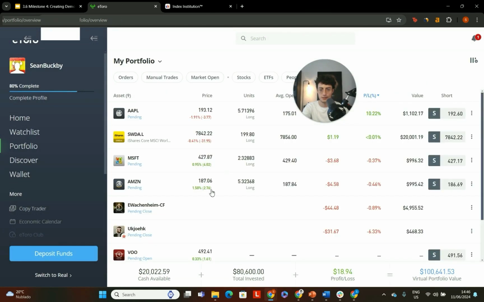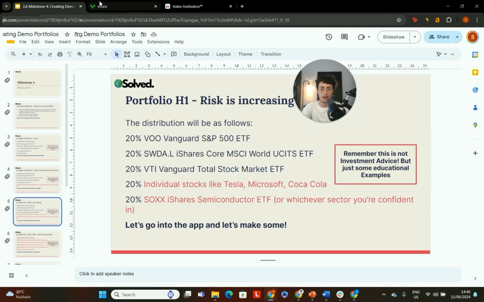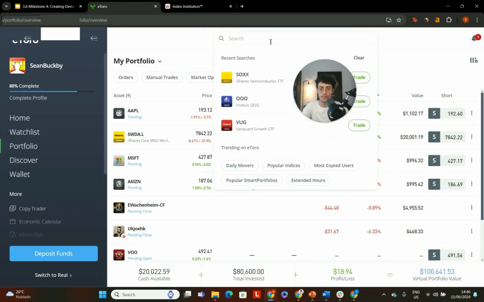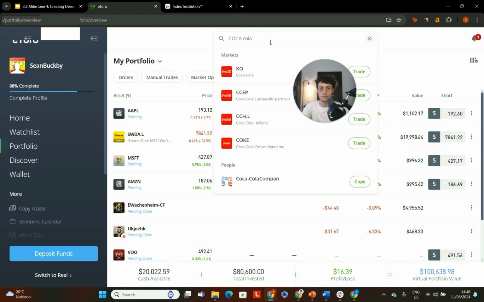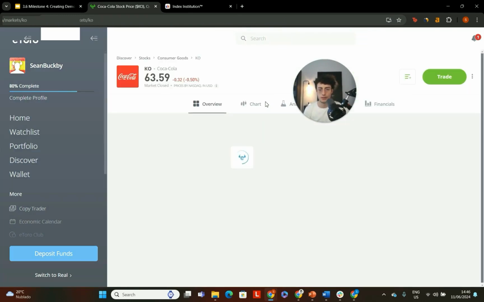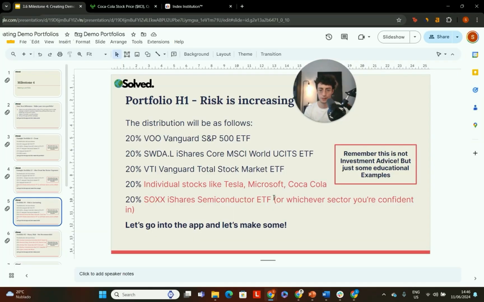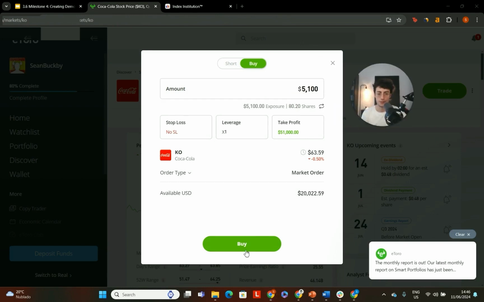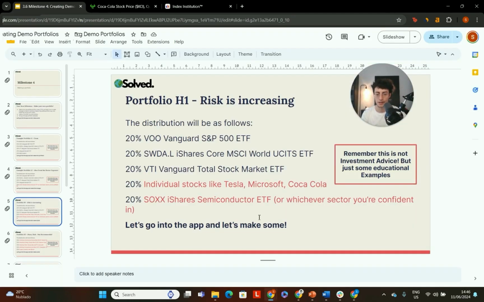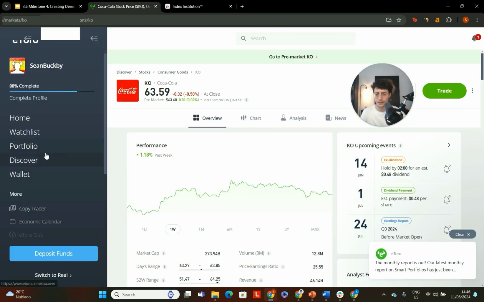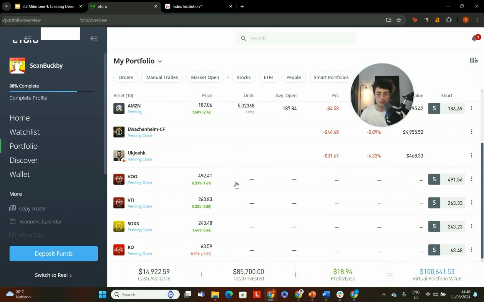And then, okay, we now have more funds available. And we can go into either the Discover section or just whatever it is that we want to invest in. So Coca-Cola, let's say. Just search KO. We can invest into this. We don't maybe want to go the full 20% into Coca-Cola, but maybe we buy only 5,000 of Coca-Cola here, and then another 5,000 into Microsoft, Tesla. You basically know how to do it. You just go into whatever stock you want to buy and you just do it. And then in the end, once all your money is invested, you'll see the portfolio distribution here.